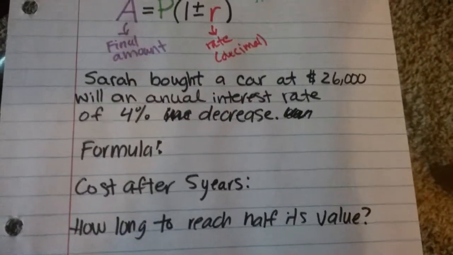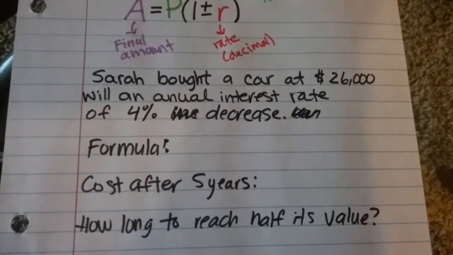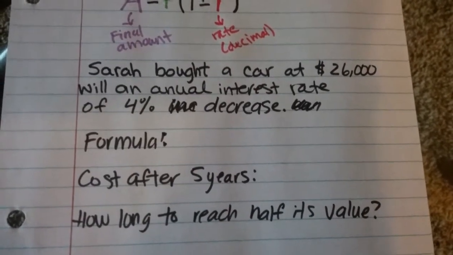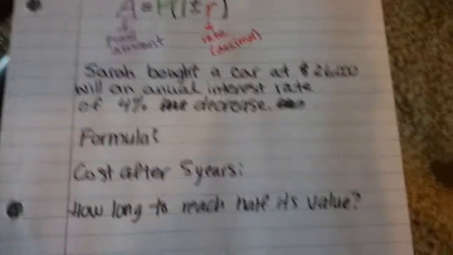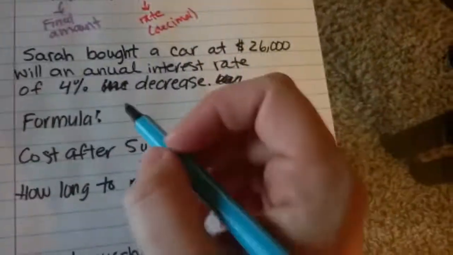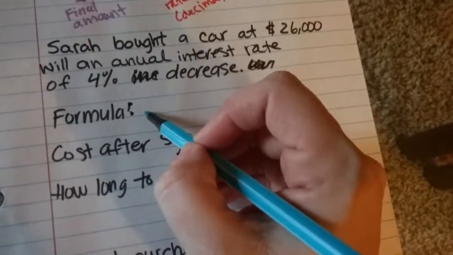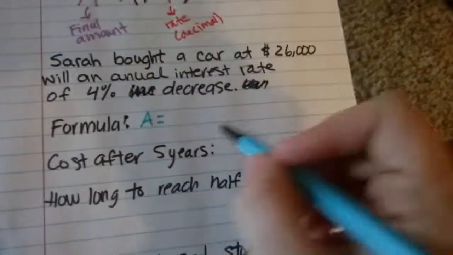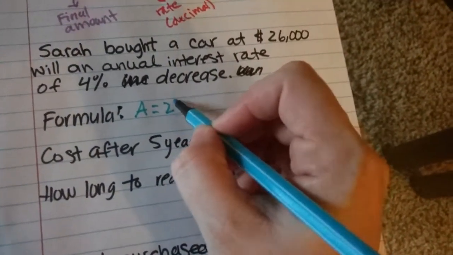Sarah bought a car at $26,000 with an annual interest rate of 4% decrease. So the car is losing value. So what is the formula? Well, I don't know my final amount, so A is going to stay A here. My initial amount, I bought the car for $26,000.